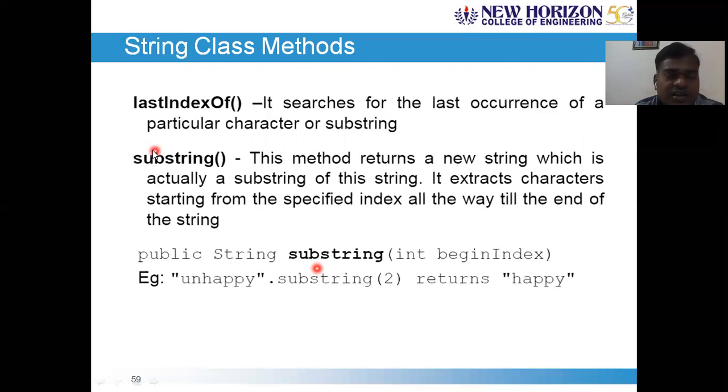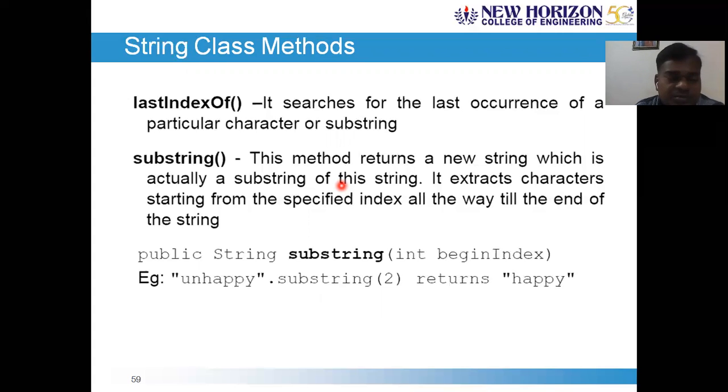And the next method is substring, which is very, very important for solving string related problems. This method returns a new string, which is actually a substring of the given string. We can specify either one argument or two arguments. If you specify one argument, it starts from that index value till the end of the string, and a new substring will be created and returned. For the two argument version, you give the starting index of the substring that you want to create and the ending index of the substring that you want to create.